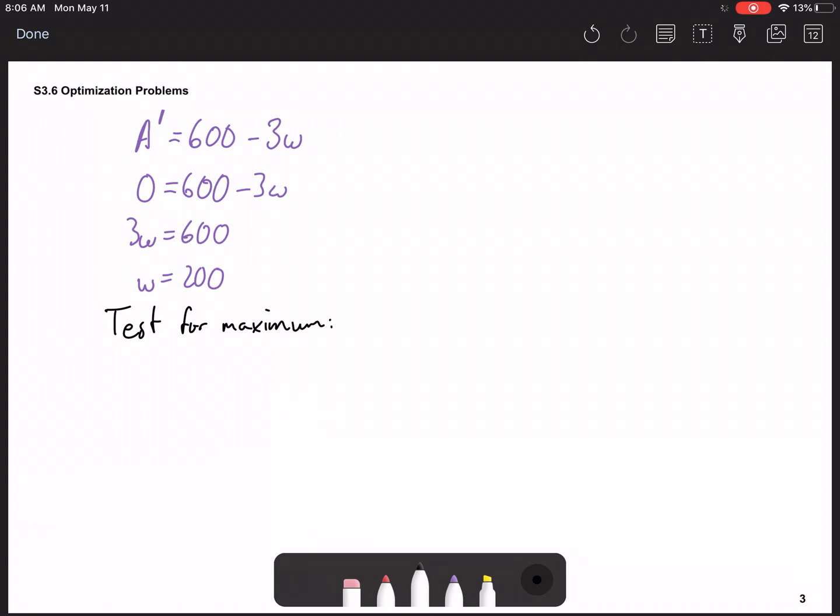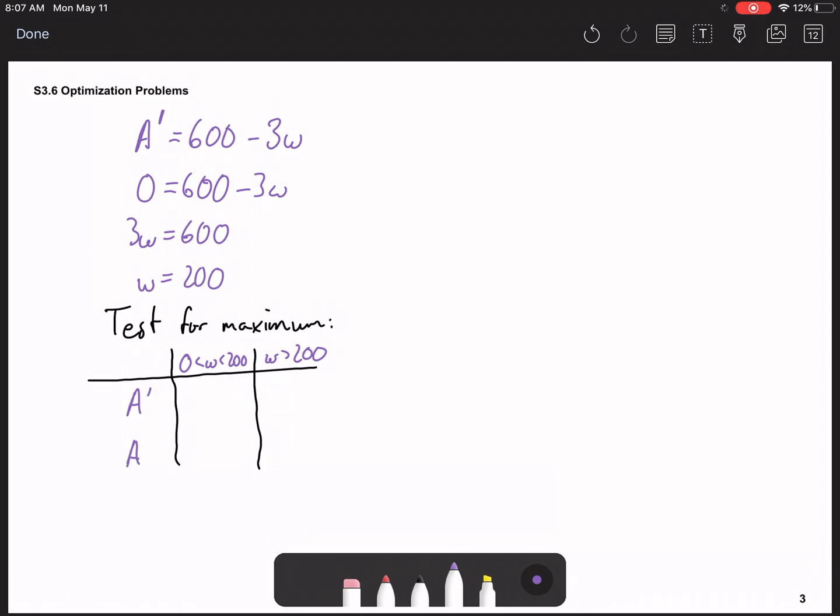There are two different ways we can test, using the first derivative test or the second derivative test. So I'll use my first derivative test here. That means I have to create a little mini interval chart. I know my width can't be less than 0, so I'm going to put 0 as my minimum, up to 200, and width above 200. Substituting A prime to get A.